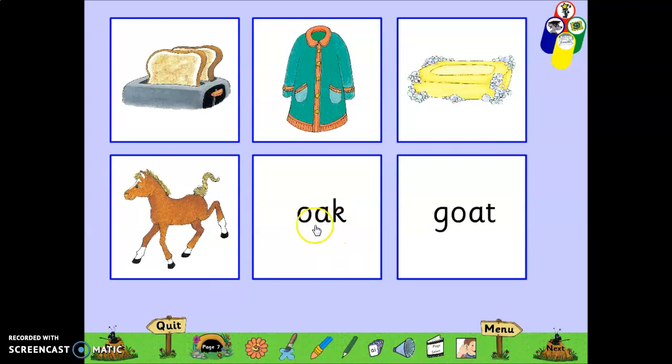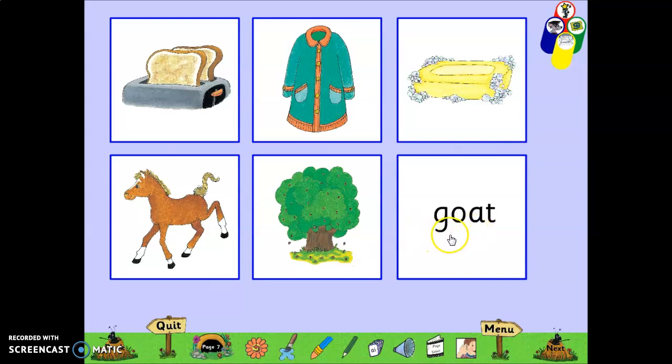Oak. Oak. Can you think of what it could be? Oak, like the oak tree in the story. Well done, everyone. And we are on to the last one. Are you ready?